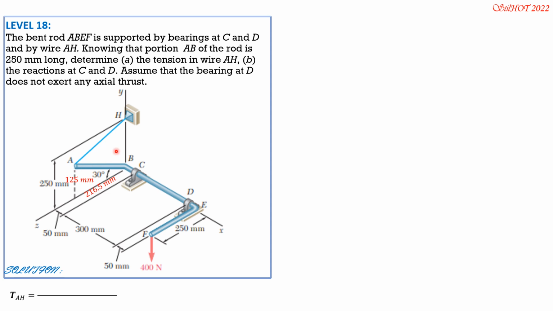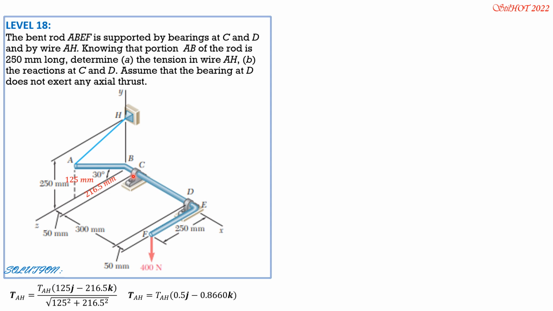So tension AH is equal to tension AH magnitude times 125, this is also 125, 250 minus 125 is 125 upward, then minus 216.5 K towards the negative Z direction, over square root of 125 squared plus 216.5 squared. So tension AH is magnitude of tension AH times the quantity 0.5 J minus 0.866 K newtons.